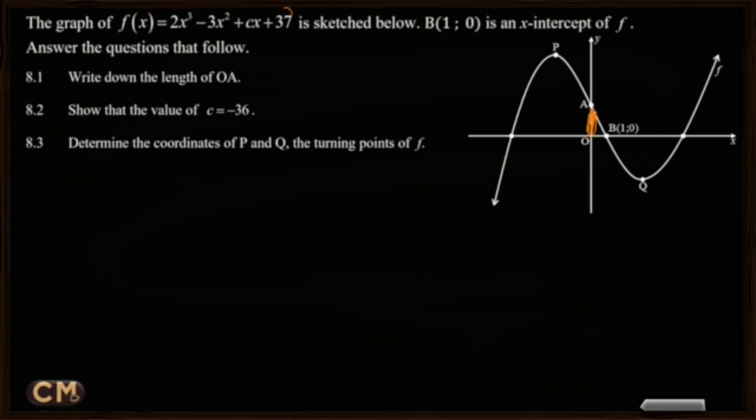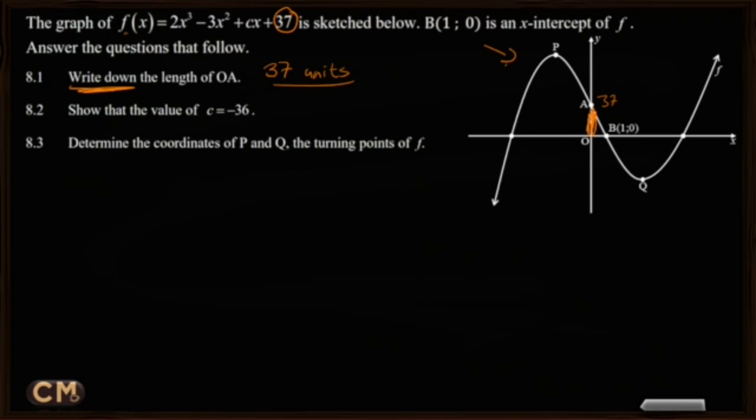Well, this value d is of course the y-intercept, because this is written in the standard form for a cubic, which means that it is 37, and 37 minus 0 is just 37 units. So write that down.